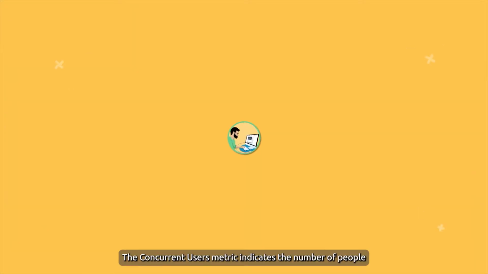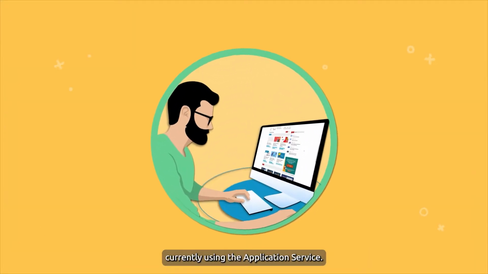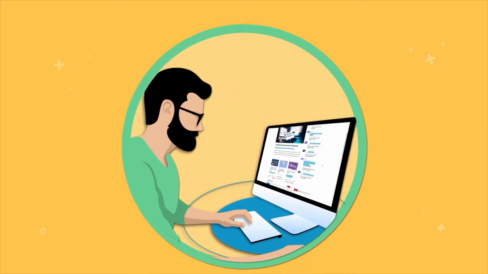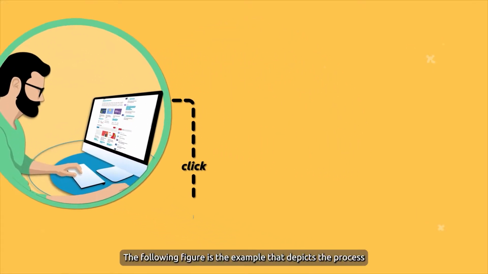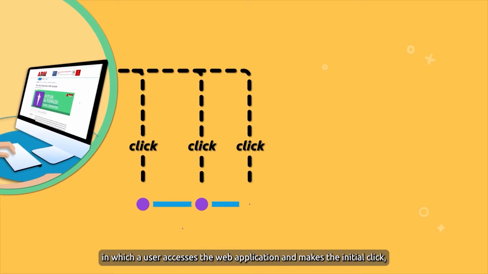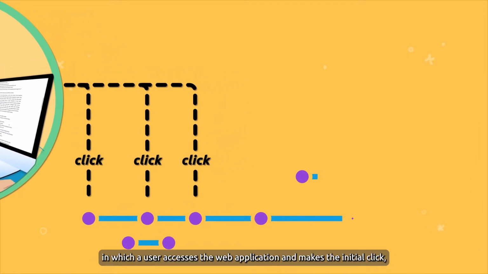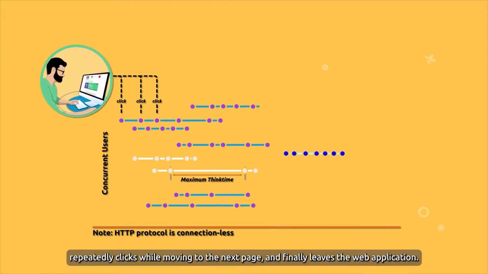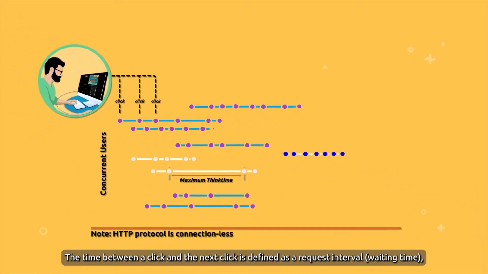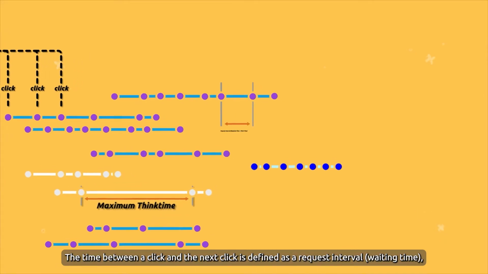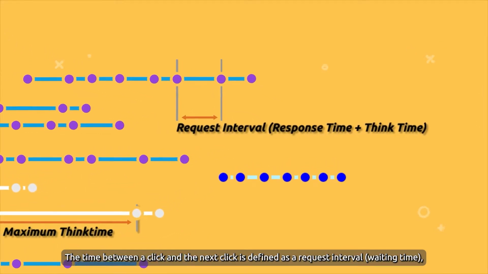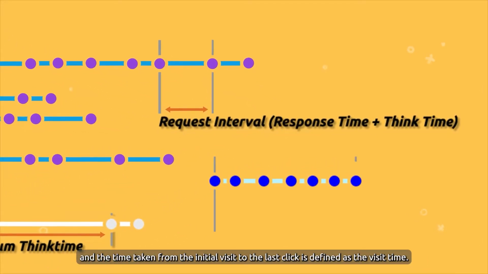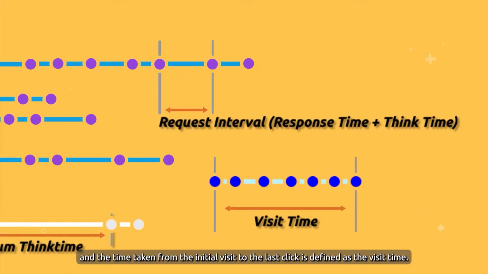The concurrent users metric indicates the number of people currently using the application service. The following figure is an example that depicts the process in which a user accesses the web application and makes the initial click, repeatedly clicks while moving to the next page, and finally leaves the web application. The time between a click and the next click is defined as a request interval or waiting time, and the time taken from the initial visit to the last click is defined as the visit time.